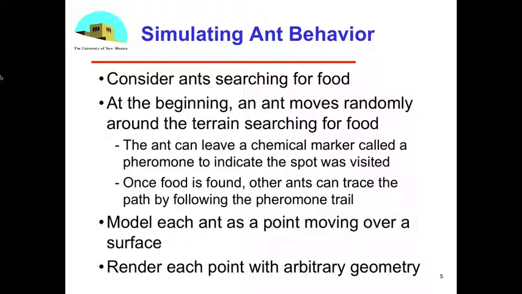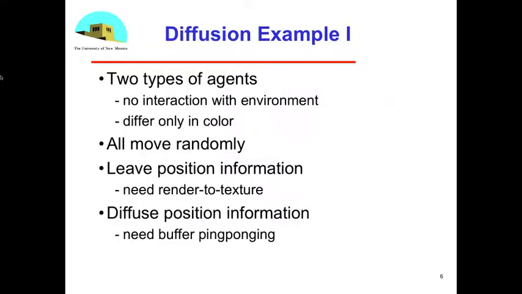Okay, so let's look at the example that I've shown you in 2D where diffusion is the main thing that's happening. So we'll have two types of agents. At first, in the first example I'm going to give you, they're not going to interact with the environment at all. And the only difference, which is what you saw in that little demo I showed you, is they only differ in color and they move around randomly.